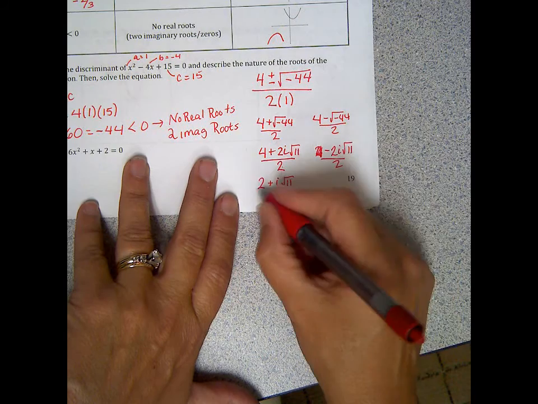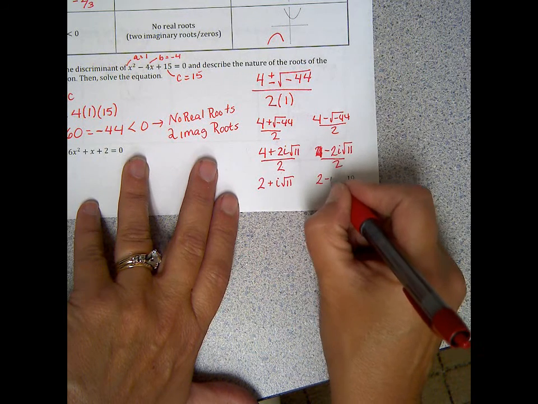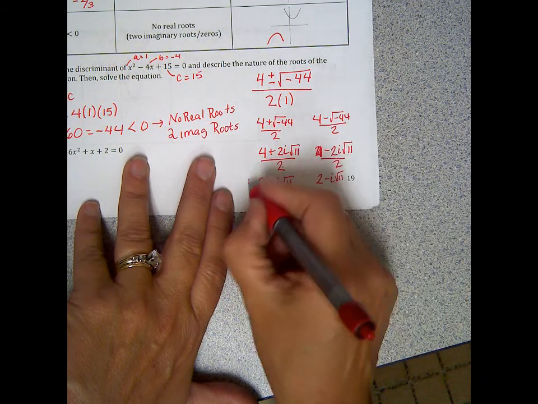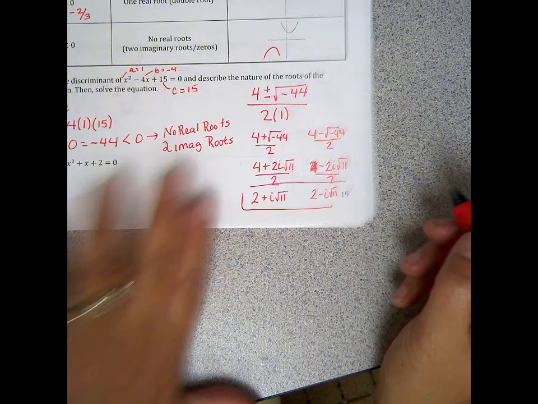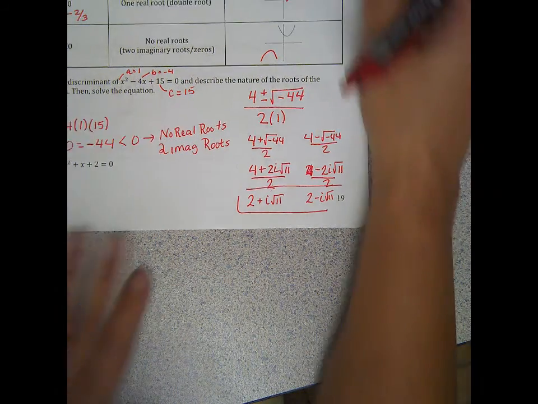So this is 2 plus i root 11 and 2 minus i root 11. Those are your 2 solutions. Those are your 2 roots, 2 imaginary roots. And you are welcome to write it as plus or minus, but sometimes it's easier to separate them.